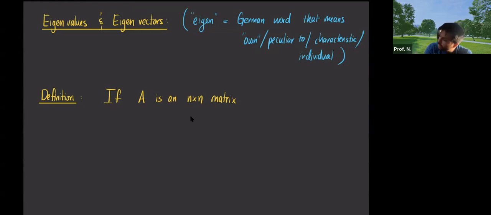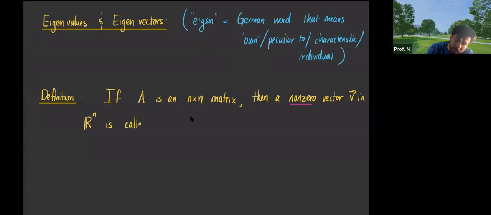So if A is an n by n matrix, then a non-zero vector, I'm going to call it V, in Rn. So again, we're dealing with Rn. We have a non-zero vector, and it's important to note that it's non-zero. It's a non-zero vector in Rn. This is called an eigenvector of A.